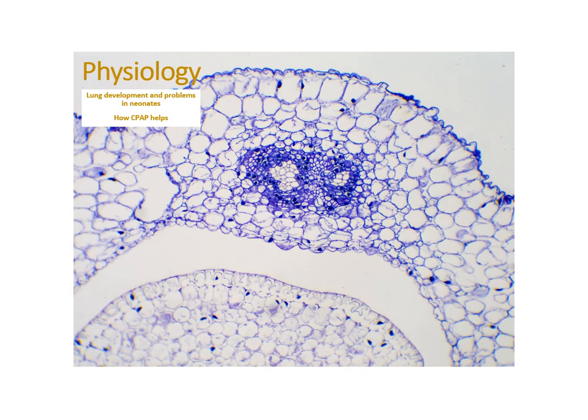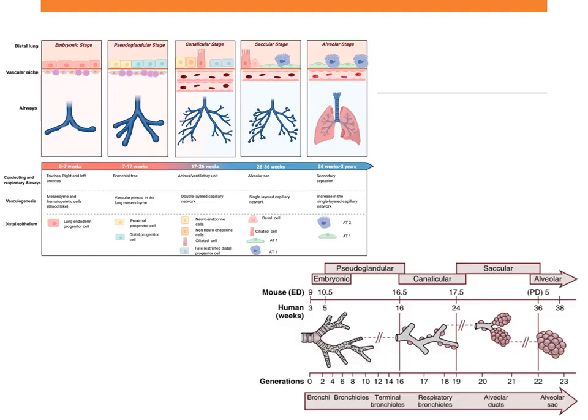Let us see the lung development and the physiology of the lung in neonates, specifically preterm neonates, and how we are going to help by using a CPAP. The slide that you see is showing the different stages of lung development in the fetus. The first three stages show how the respiratory ducts, the bronchi and the bronchioles form. And by the canalicular stage, we have the respiratory bronchioles.